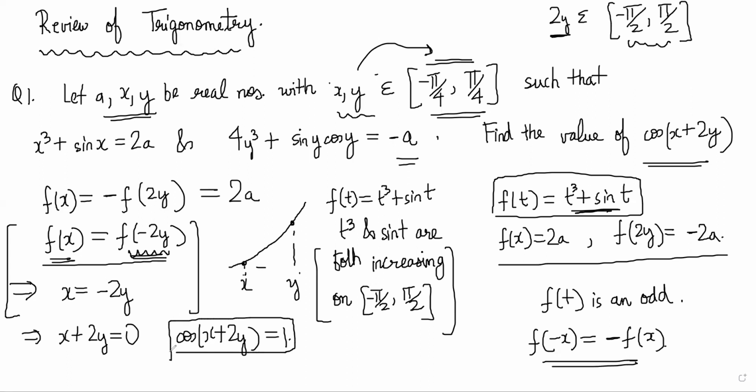So actually, this problem is less about trigonometry and more about identifying that you can look at these two equations and see that it's basically one single function. And that function is increasing on this interval. And therefore, we can make a claim that if f(x) is equal to f(-2y), x must be equal to -2y. So that's the solution for the first one. The value of cos of (x plus 2y) is becoming 1. Now let's go on to the next one.